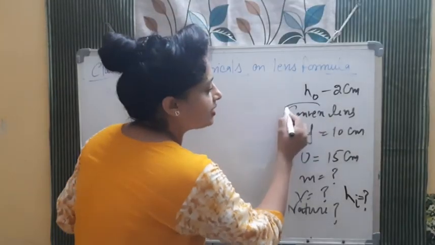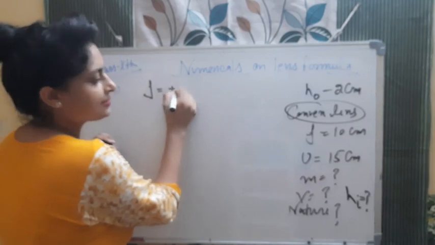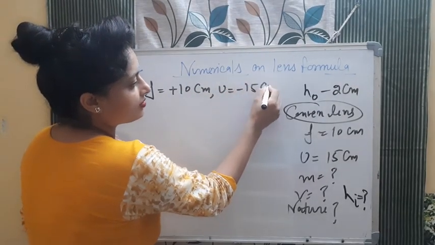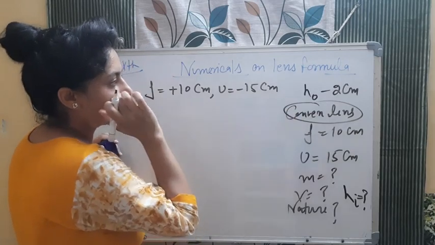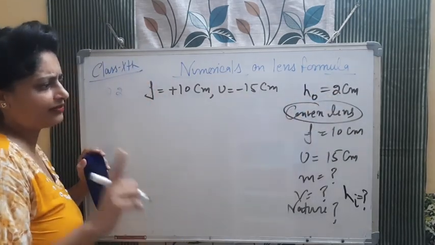Firstly, what is the lens? Convex lens. Focal length is always positive, plus 10 centimeter. U is always negative, minus 15 centimeter. Height of the object is always positive, that is 2 centimeter, given. We need to calculate V first.